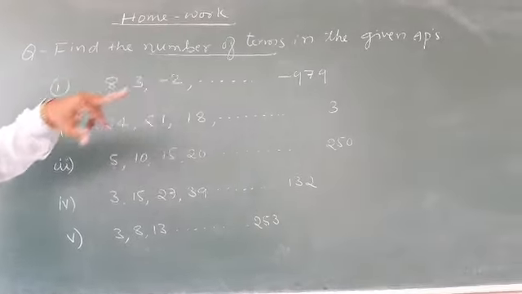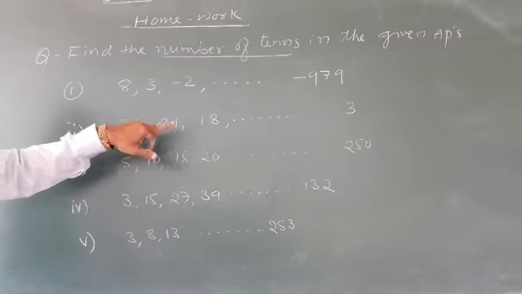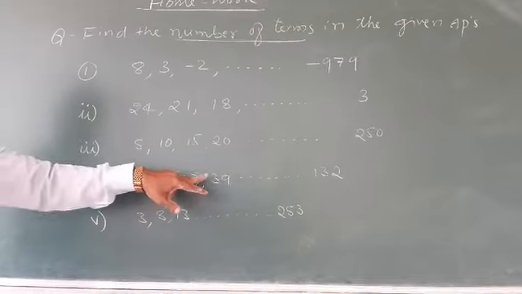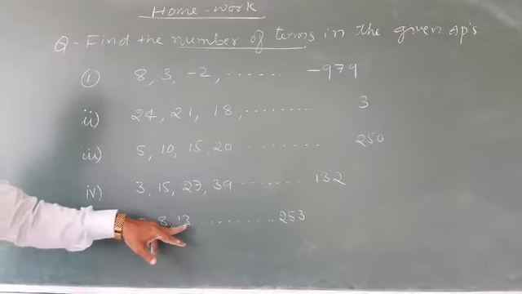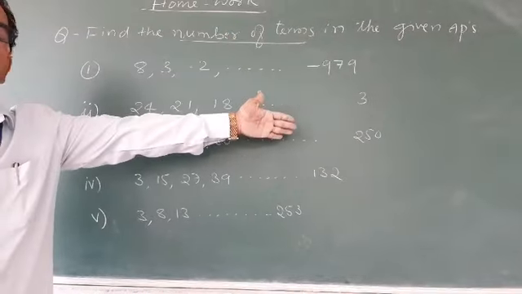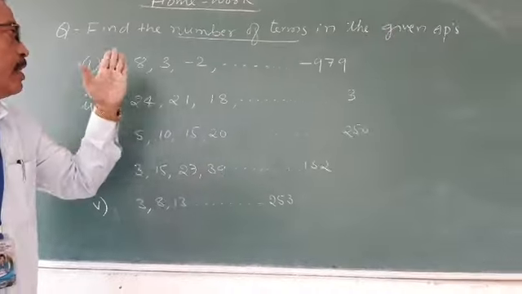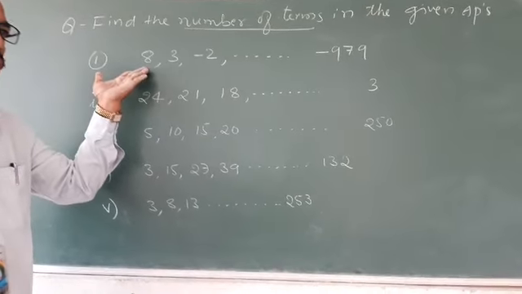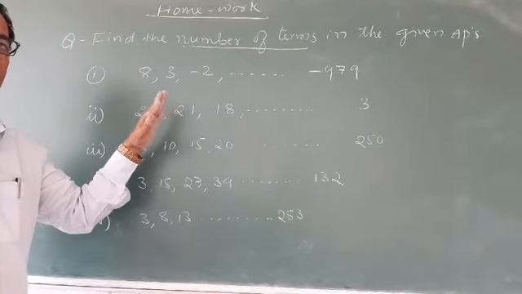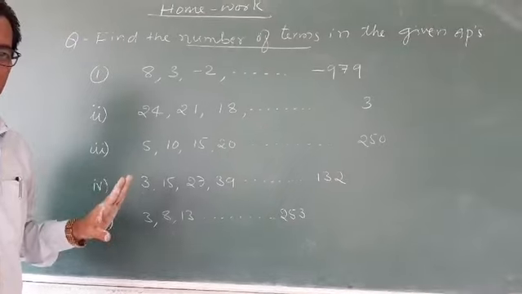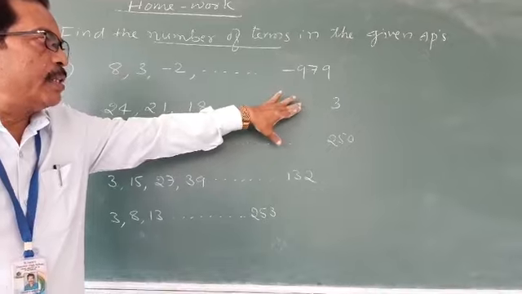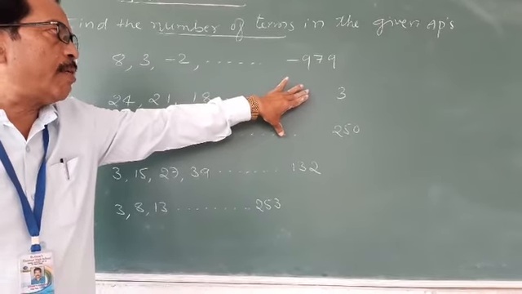8, 3, minus 2, minus 9, up to 79. 24, 21, 18, 3, up to 5. 10, 15, 22, up to 50. 3, 15, 27, 39, up to 132. 3, 8, 13, up to 253. Once again I remind you that the last term given you have to consider as an. Here you have to write a and you have to calculate d. Then apply an equals a plus n minus 1 into d. If that given term is in the AP, you will get a whole number of terms.